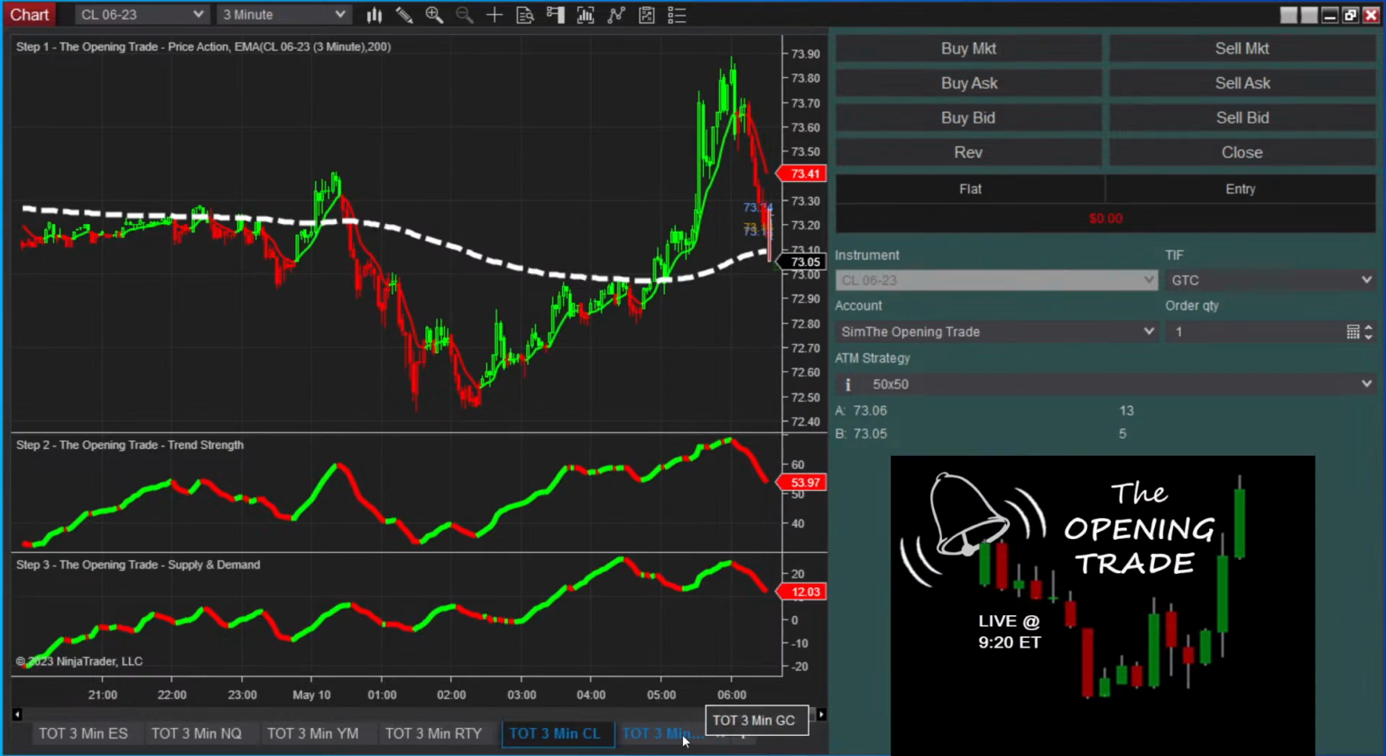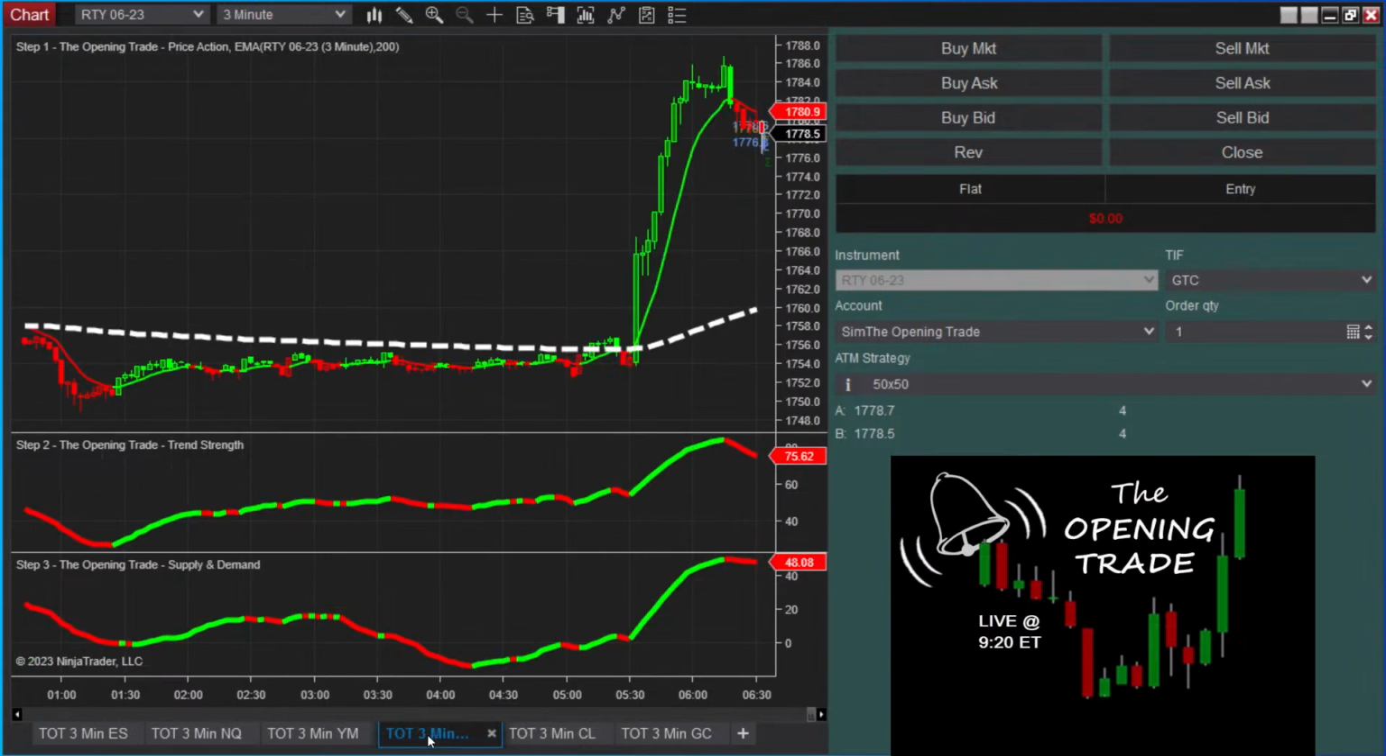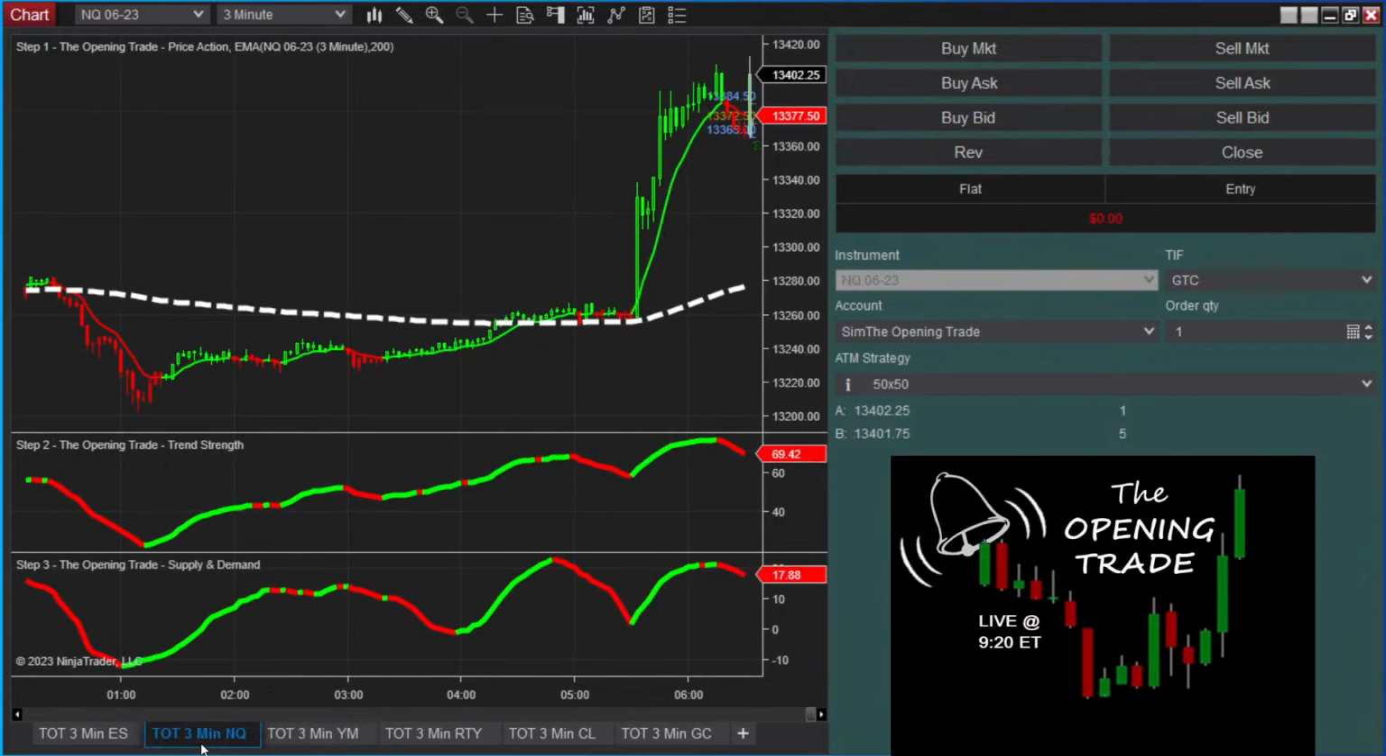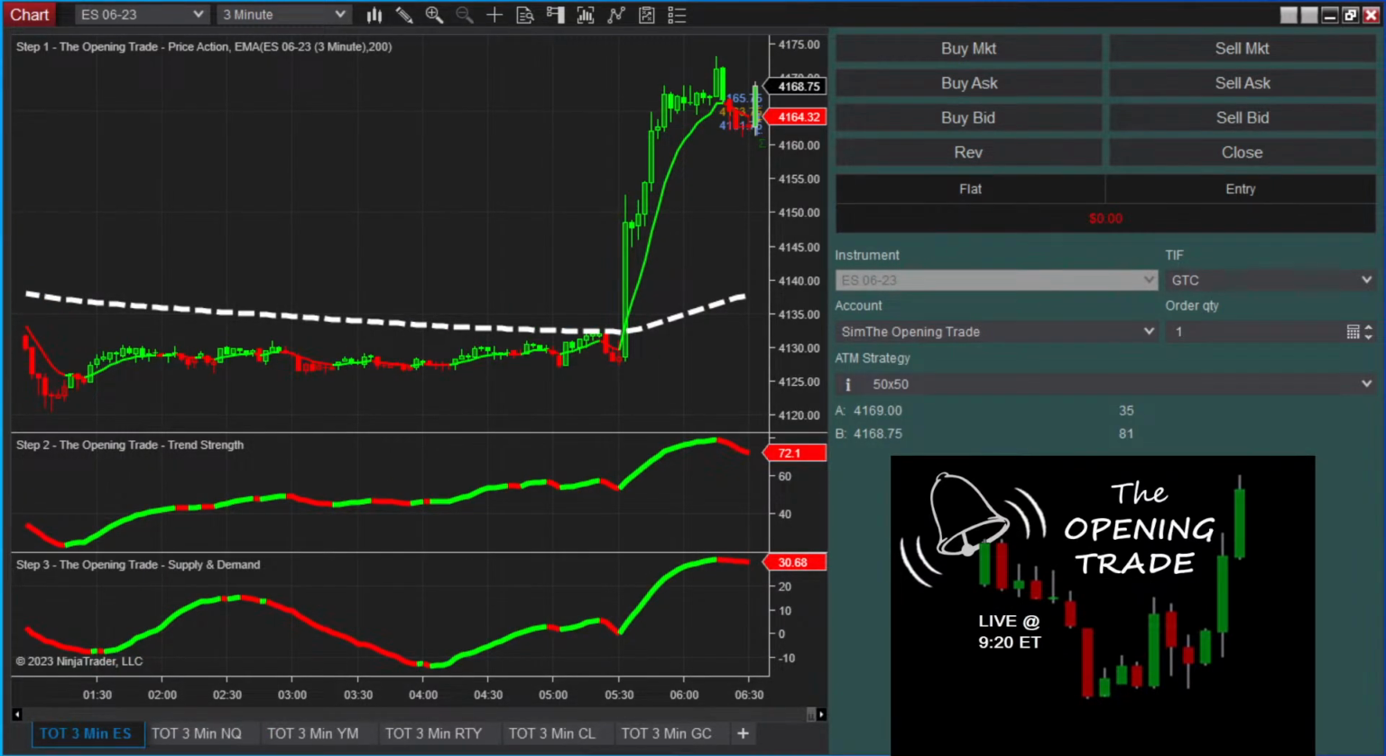Here is crude oil. Gold's above, crude oil's pushing down below. Russell's above, Dow is above. It could still be making its climb up, but we will see what that candle actually closes and turns its true color in less than a minute. NASDAQ and S&P 500.